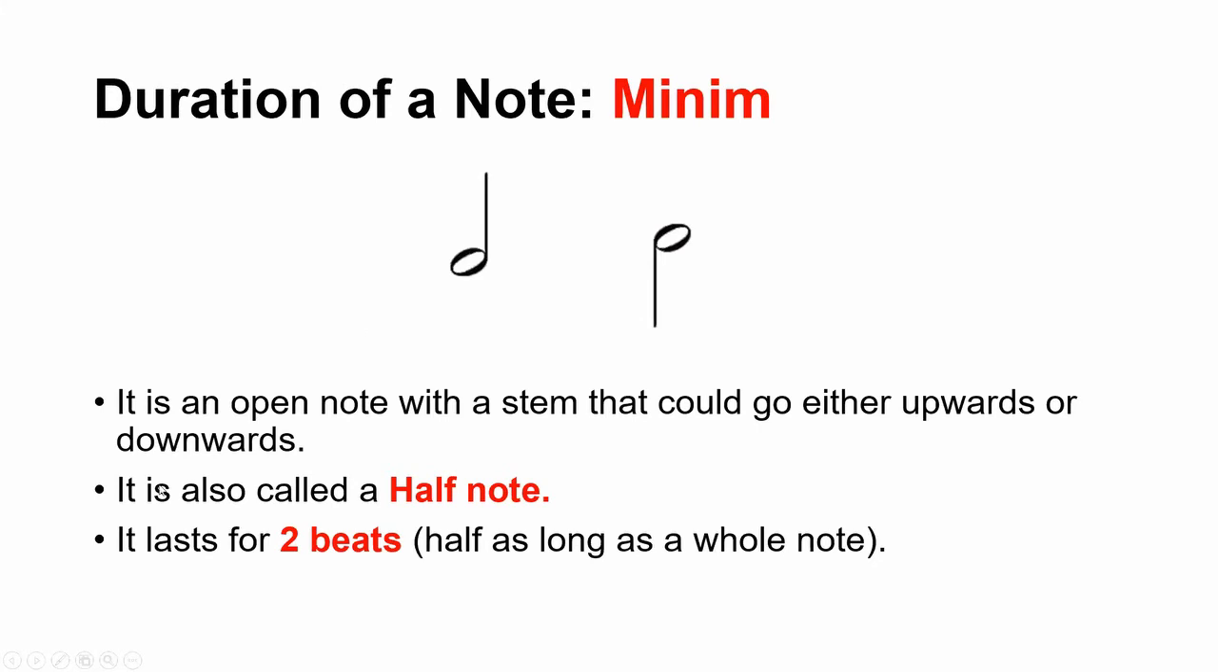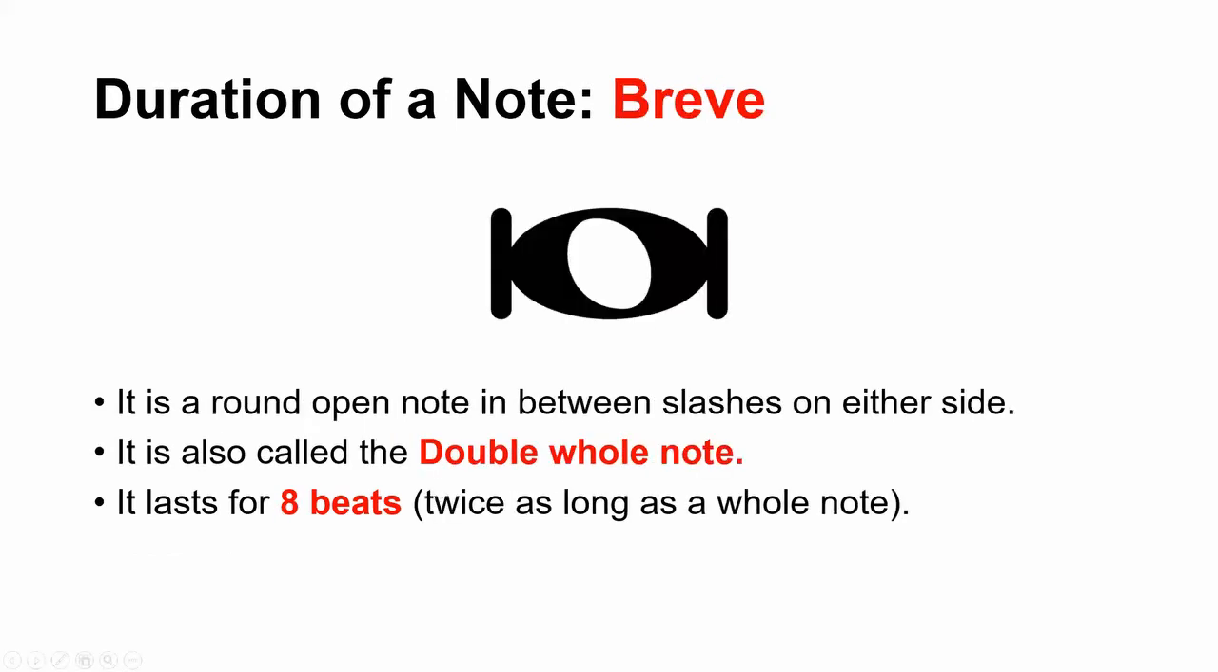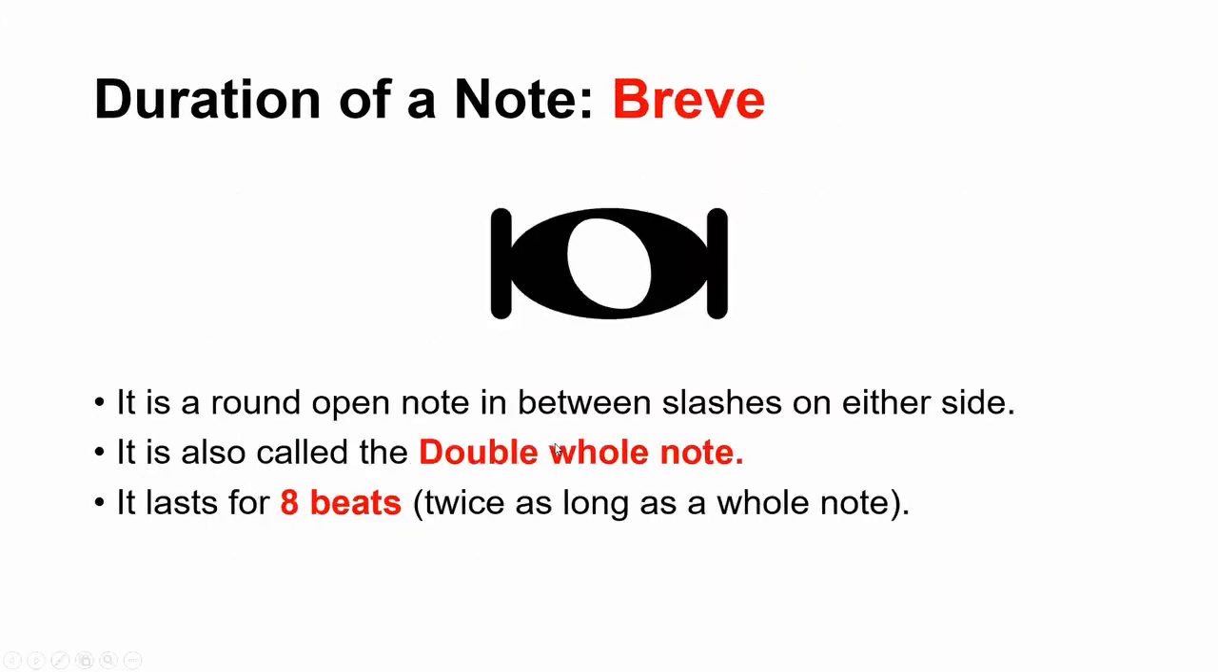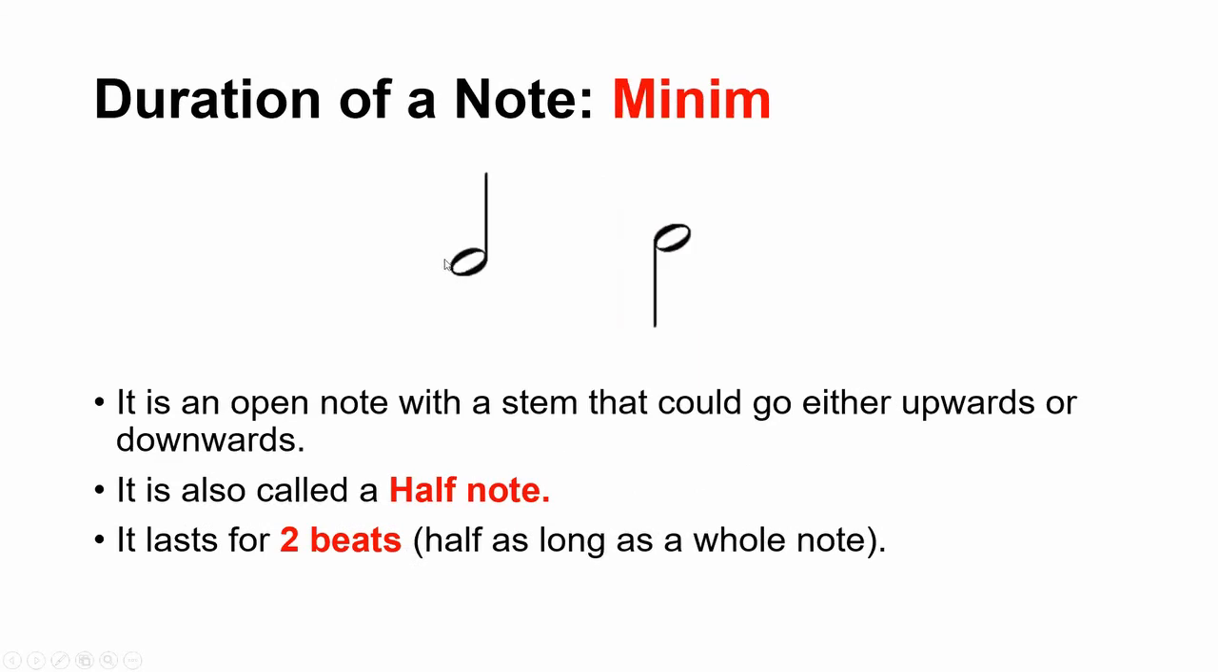The minim is also called a half note. Remember, these note names are named relative to the whole note. So this is a whole note, this is a half note. What does that mean? It means its duration is half as long as a whole note. And if a whole note is 4 beats, therefore the minim or the half note is half of that, which is 2 beats. So the minim lasts for 2 beats.